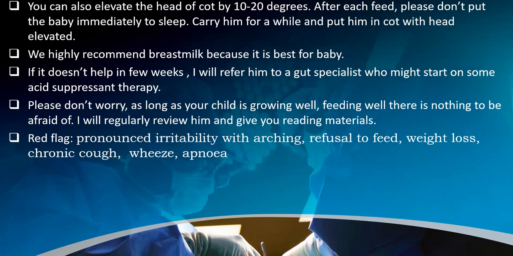Also, you can elevate the head of the cot by 10 to 20 degrees. After each feeding, please don't put your baby immediately to sleep. Carry him for a while and put him in the cot with head elevated after 10 to 20 minutes. We highly recommend breast milk because it is best for your baby.